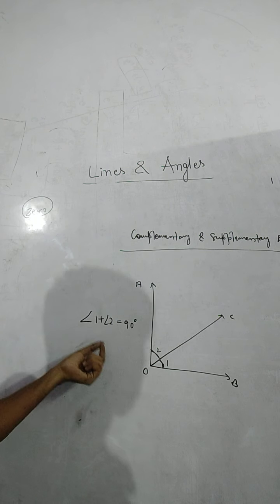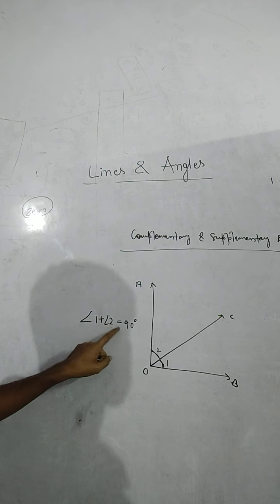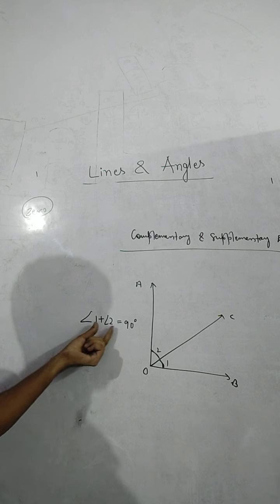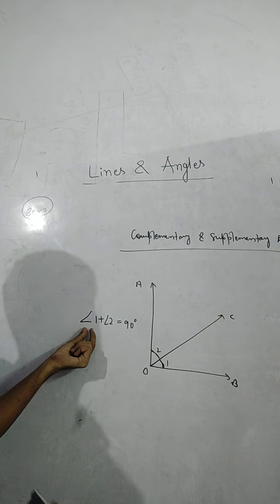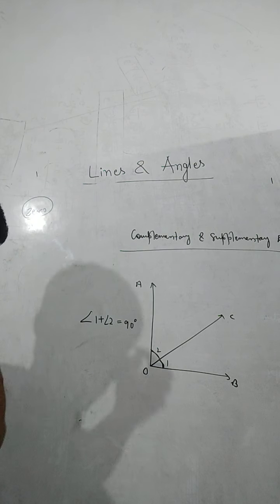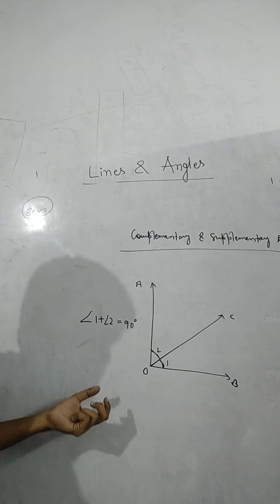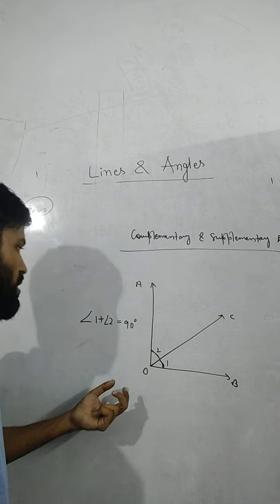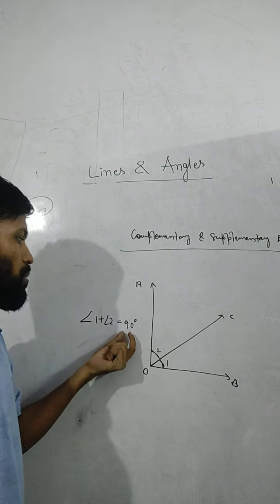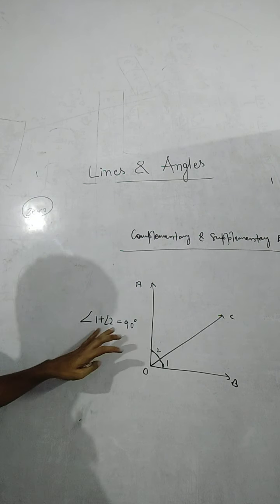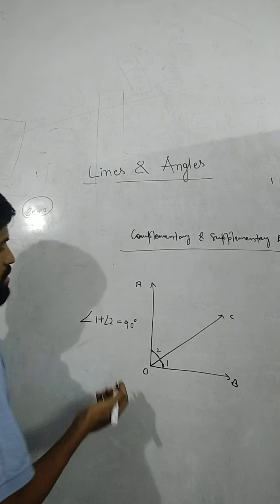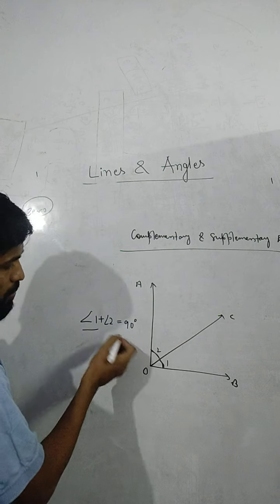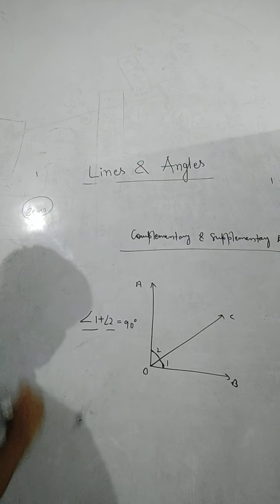So if the sum of the measures of these two angles is exactly equal to 90 degree, then these two angles are known as complementary angles, or one angle is known as the complement of the other. Is that clear? When the sum of the measures of two angles is exactly equal to 90 degree, then the two angles are called complementary angles, or we can say angle 1 is complement of angle 2, or angle 2 is complement of angle 1.